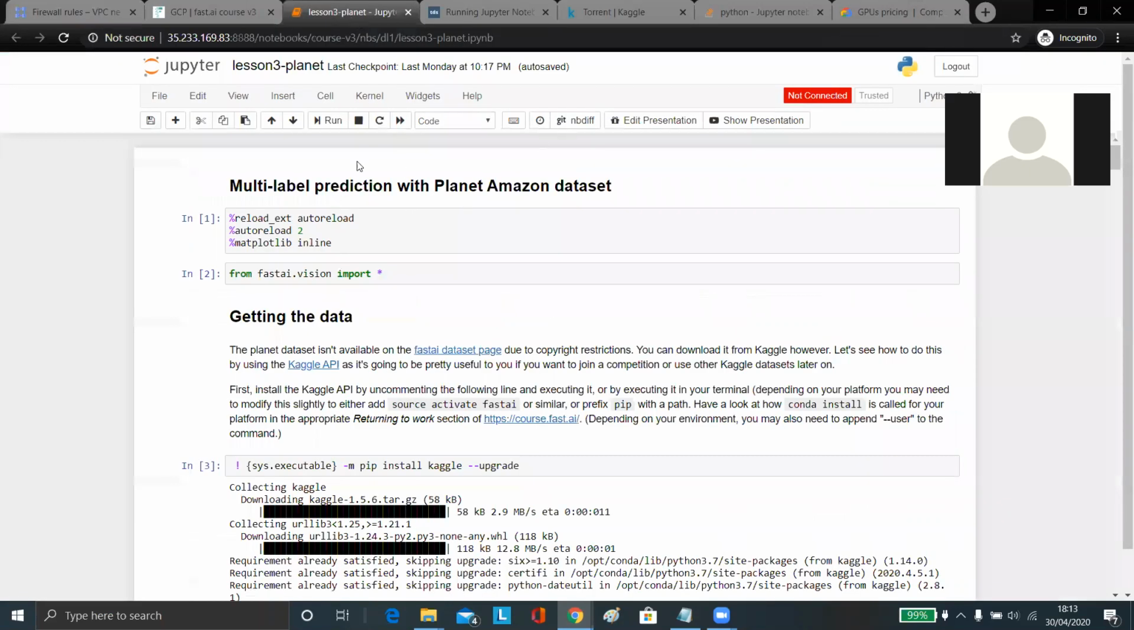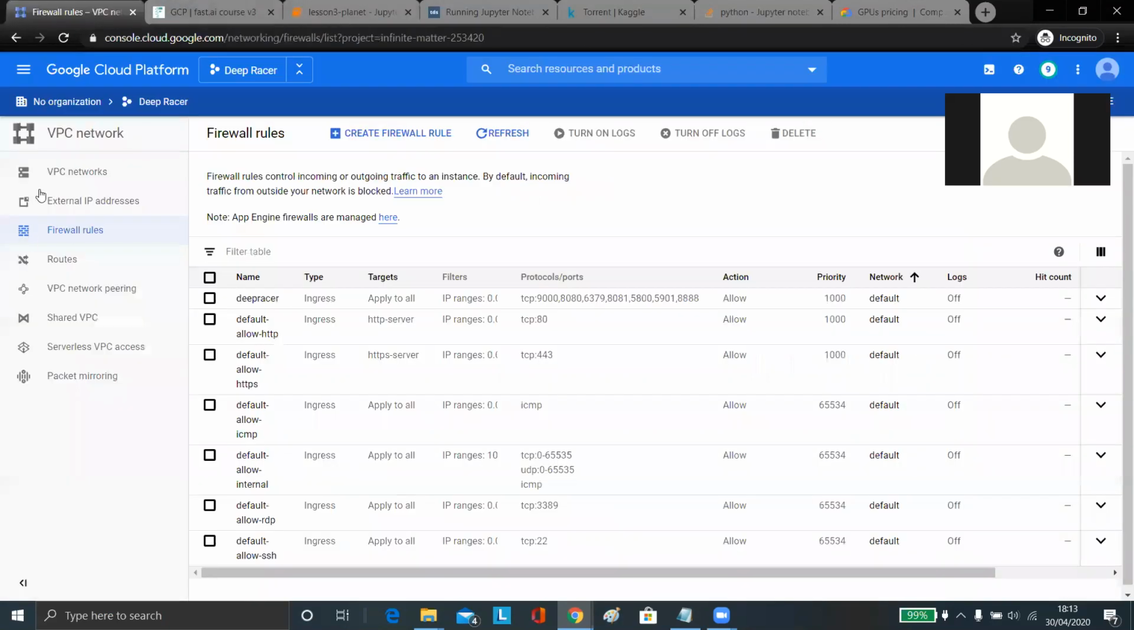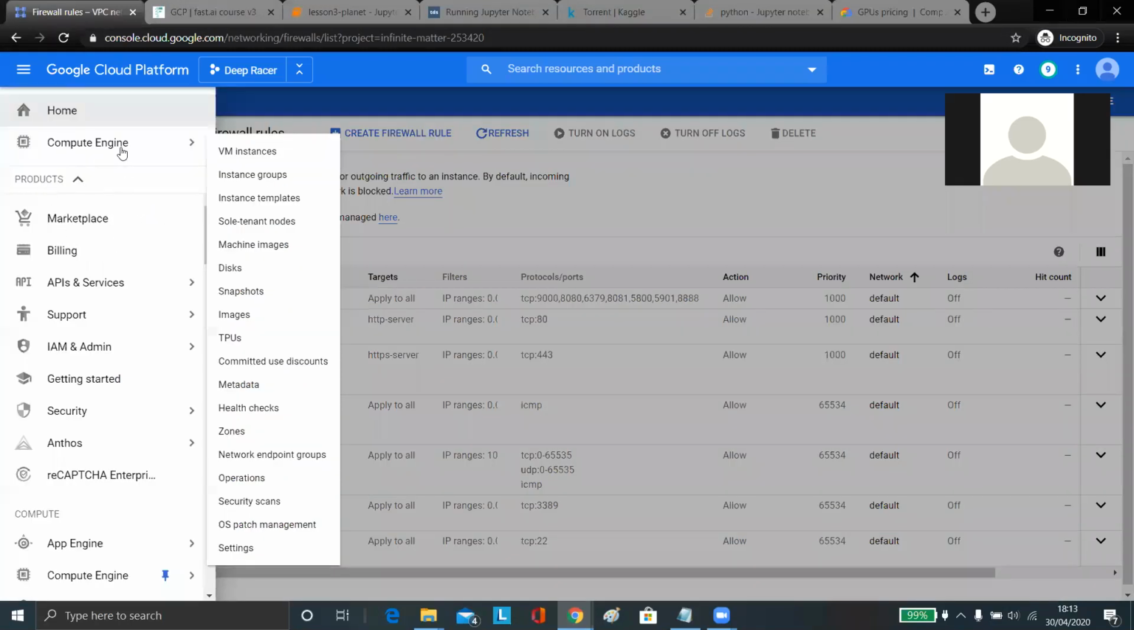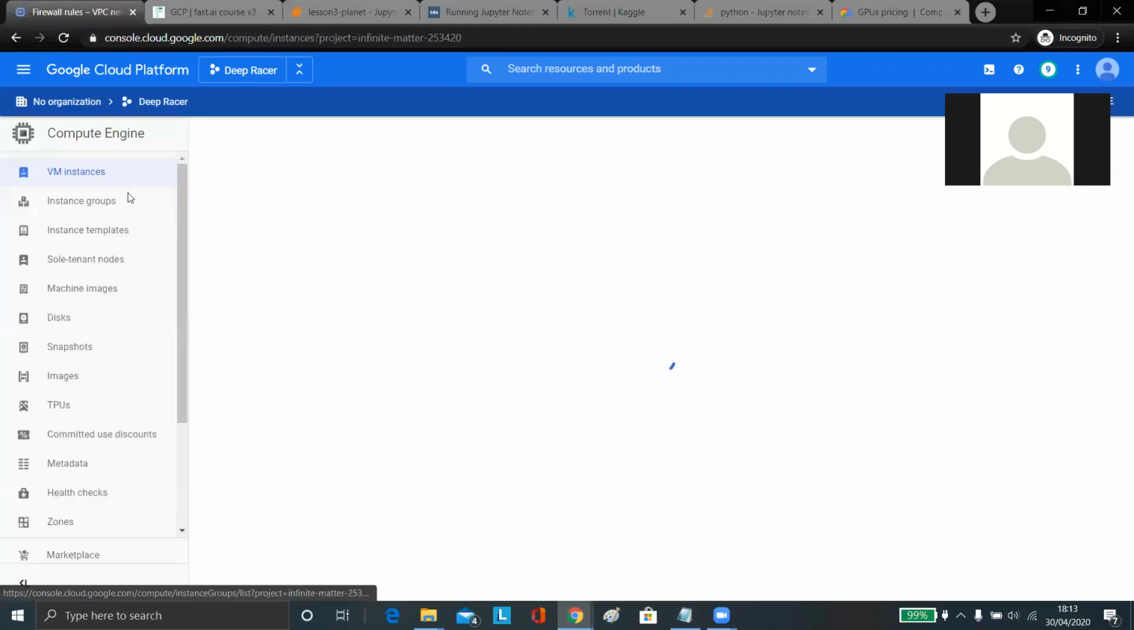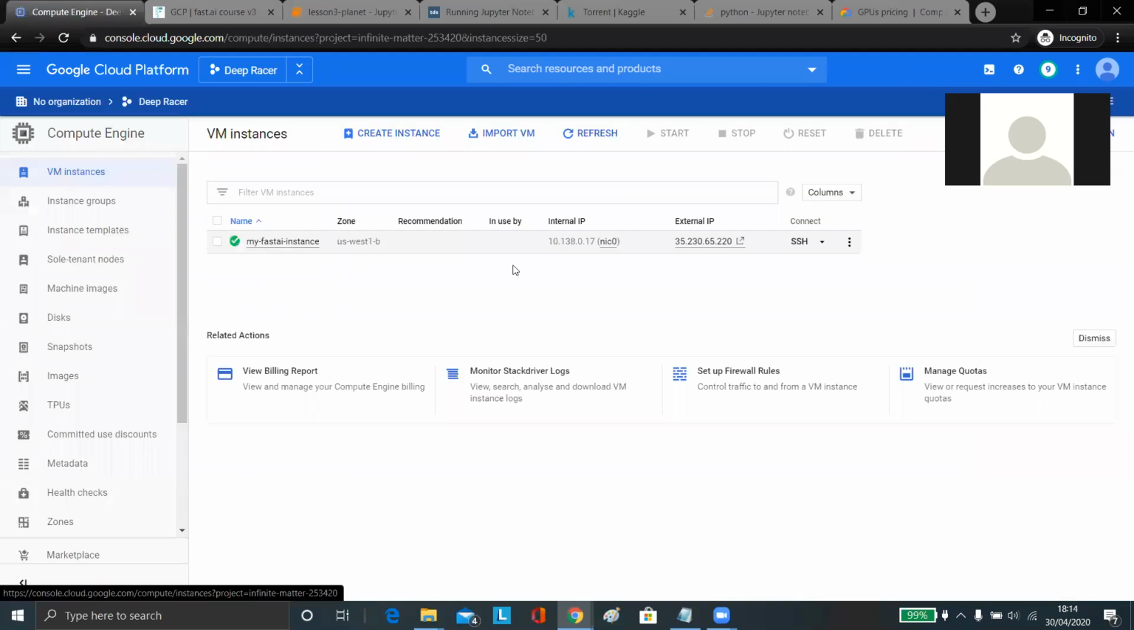Okay, so we won't be able to jump into the planet's notebook at the moment because the virtual machine isn't running. If we jump back to Compute Engine and VM instances, you'll see it's running now. So I should be able to launch a secure shell to it.